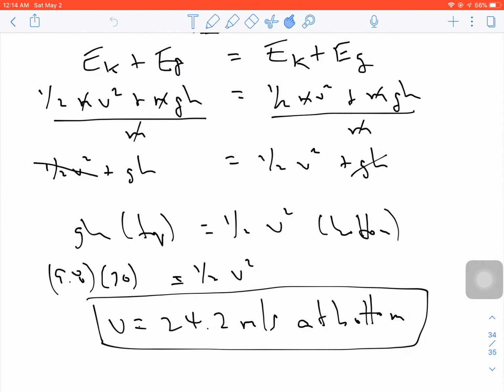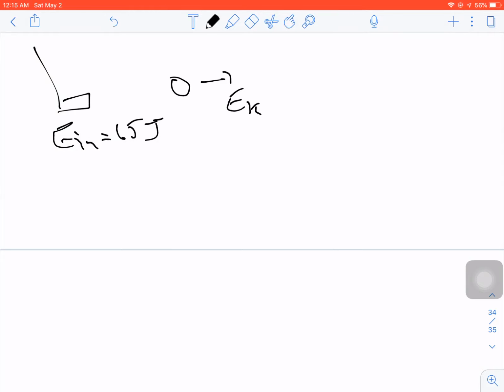Now, if I look at the question, here is the golf club, and it's got the input energy that's going to be driving that golf ball at 65 joules. Here's the golf ball that's ultimately going to end up with kinetic energy, which is my desired output energy. Okay, that's desired energy out, right? And that's going to be equal to a half mv squared.